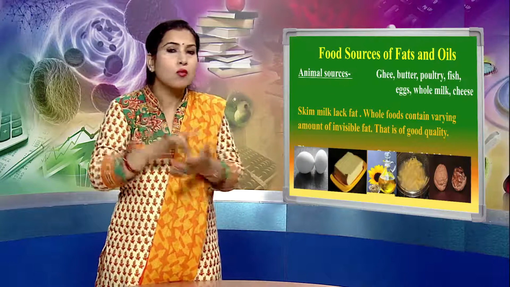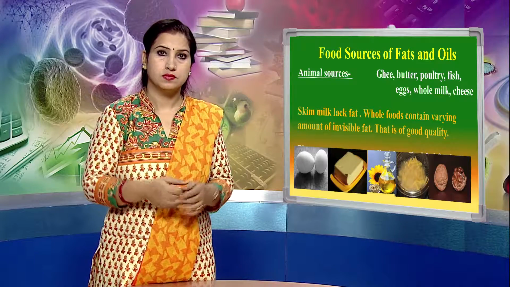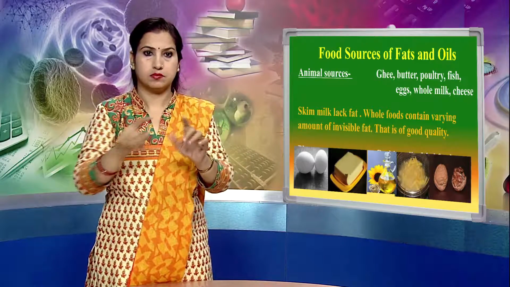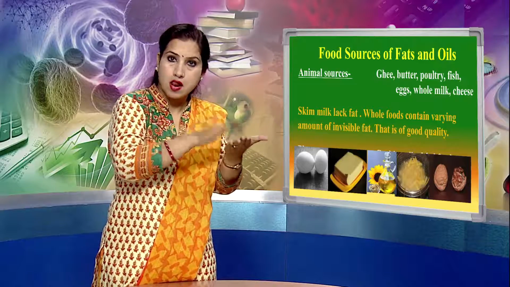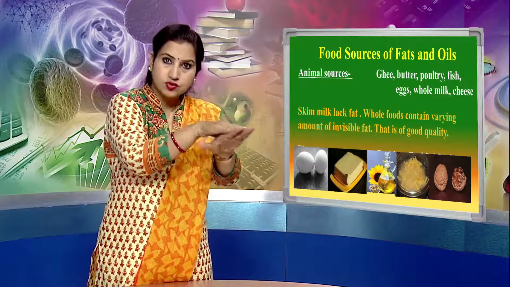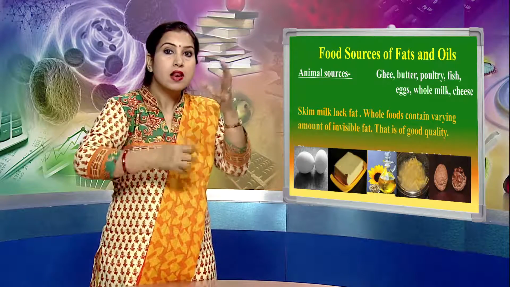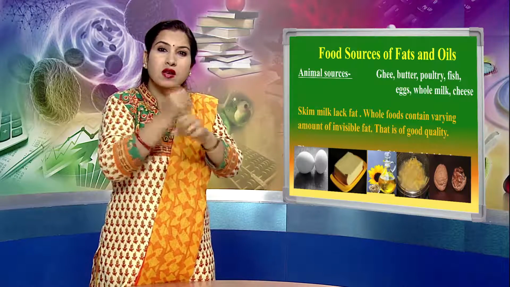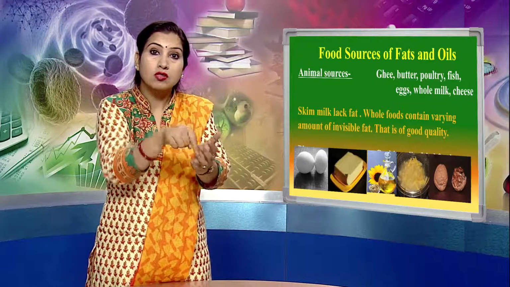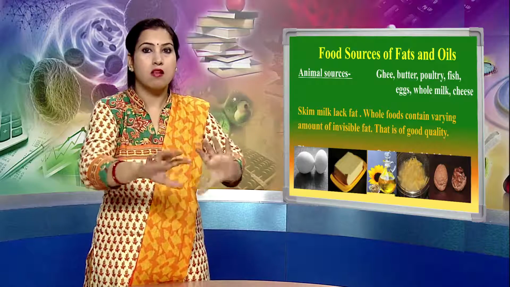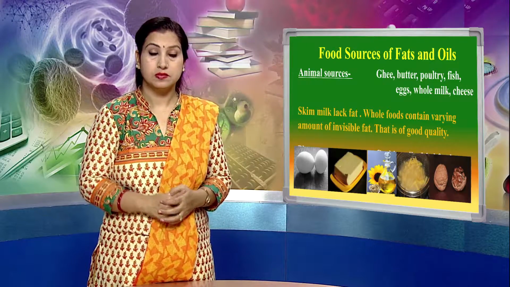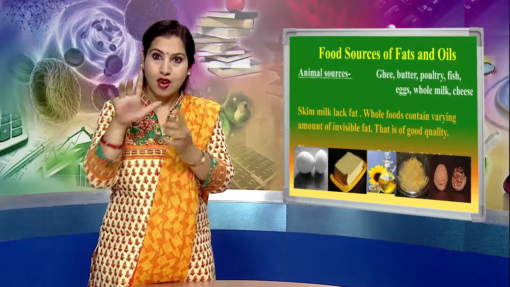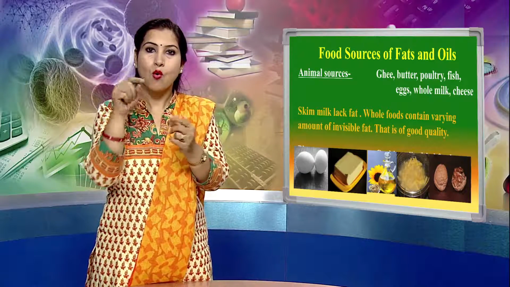Food sources of fats and oils also have two sources mainly, animal sources and plant sources. Animal sources are ghee, butter, poultry, fish, egg, whole milk, cheese. Skim milk lacks fat. Whole food contains varying amount of invisible fat that is of good quality. And the plant sources are cooking oil, fried foods, oil seeds and nuts.